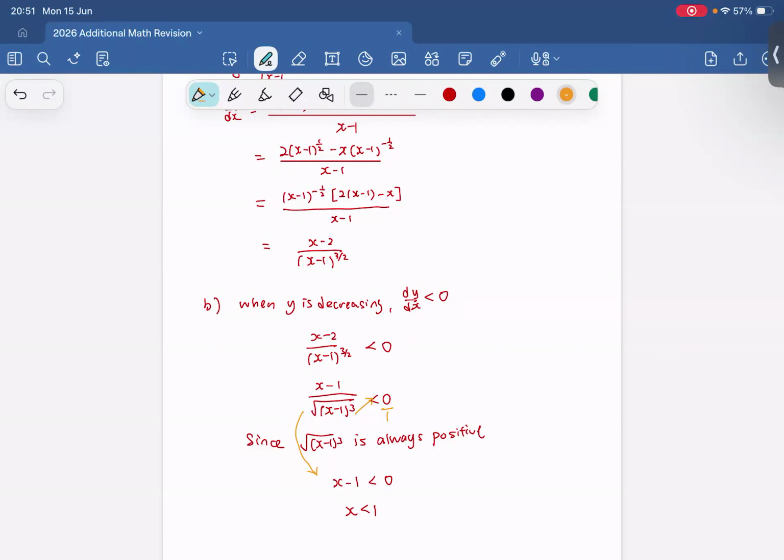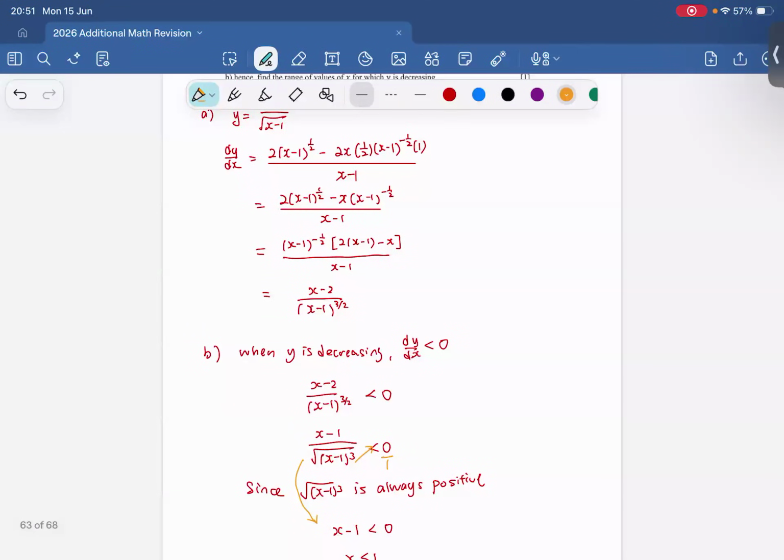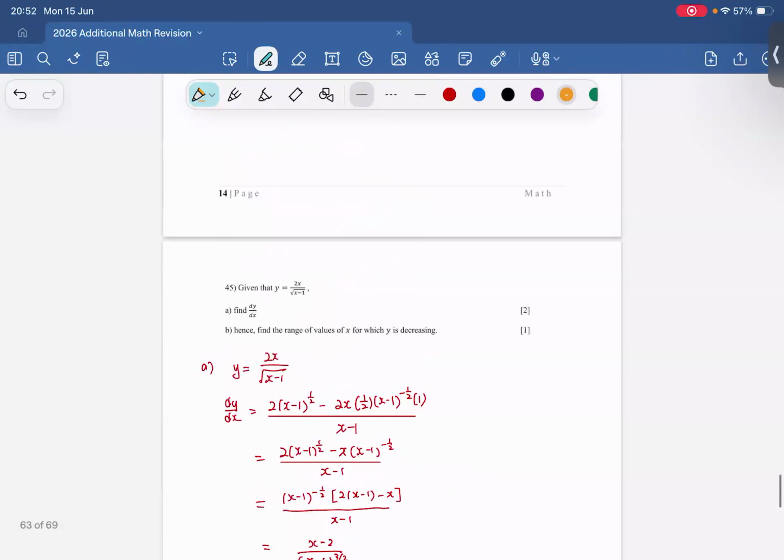Okay, so this is a very straightforward and easy question to help you refresh what decreasing and increasing function is, and at the same time it also refreshes your memory on your quotient rule. Okay, next.